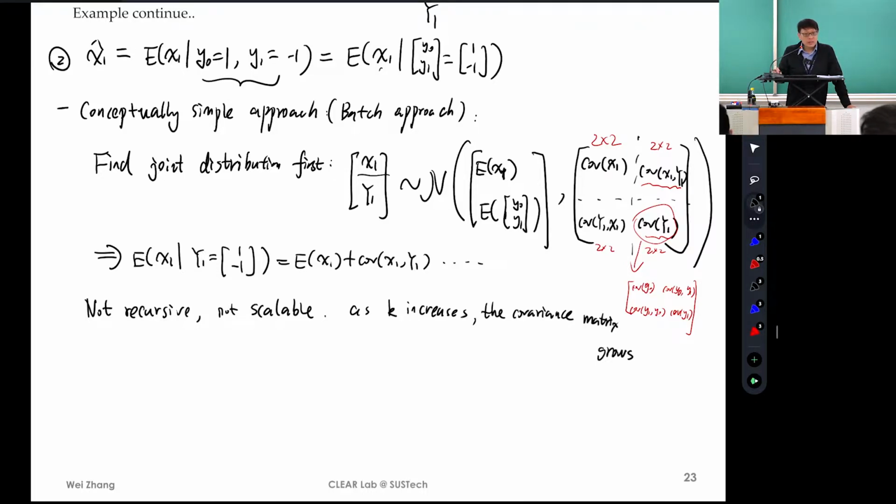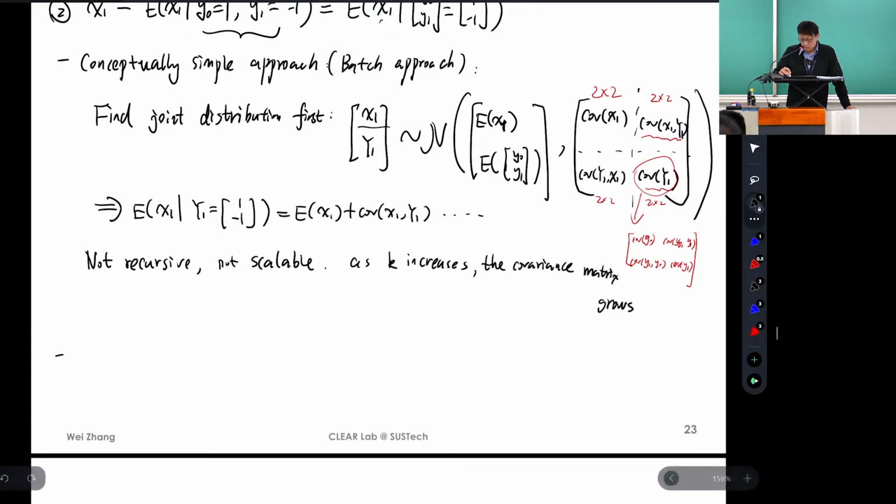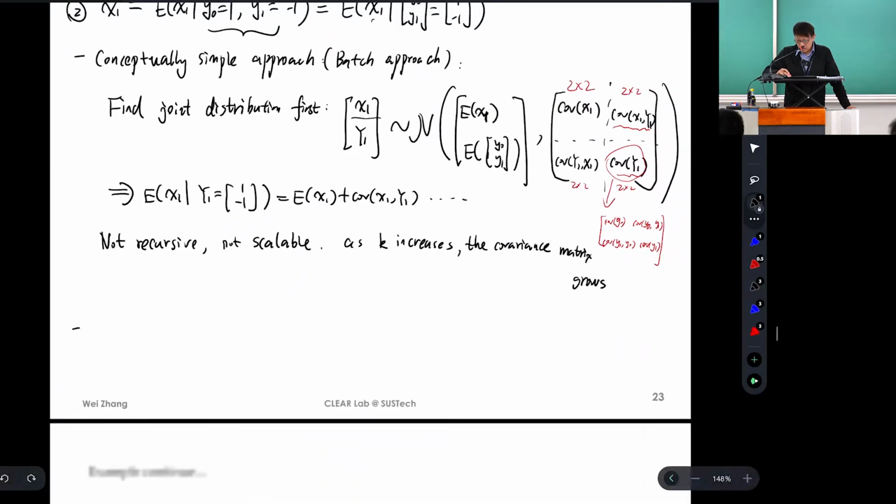Are you with me? This gives you the same result as the Kalman filter. It's just computationally not that efficient, but conceptually easy to understand. So far, you already understand how to do this. The Kalman filter has another smartness involved. Any questions, by the way, about the notation? All right.